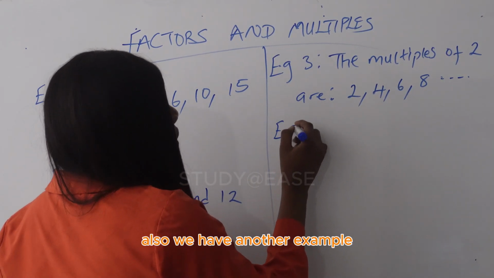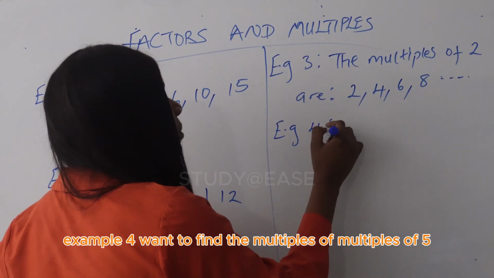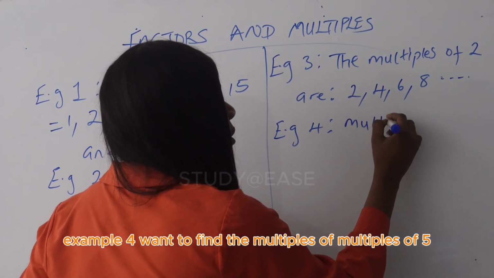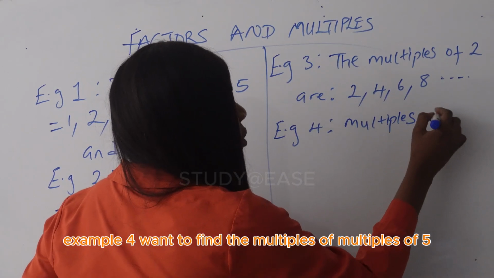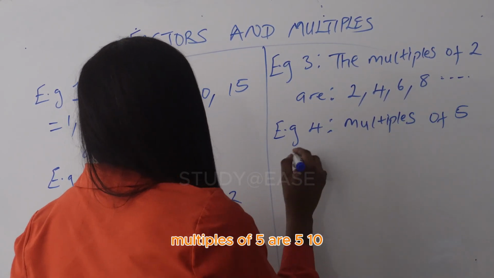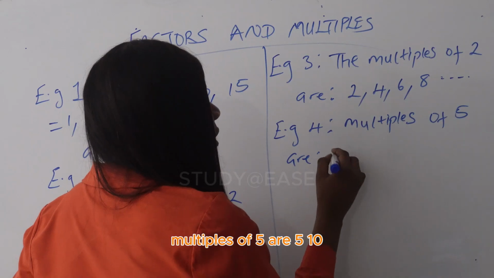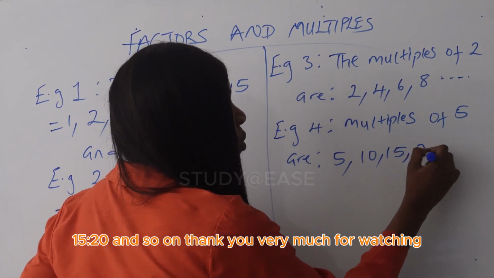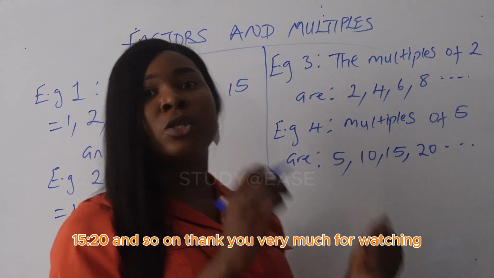So we have another example, example 4. We want to find the multiples of 5. Multiples of 5 are 5, 10, 15, 20, and so on.